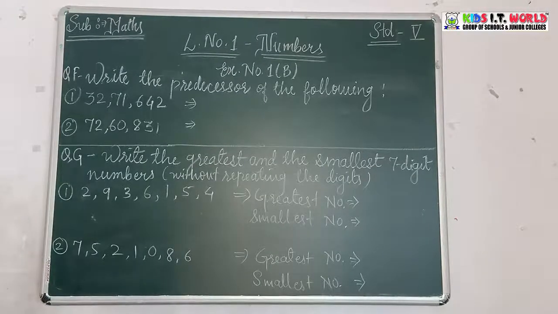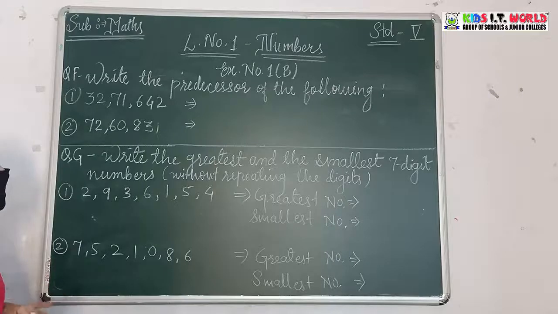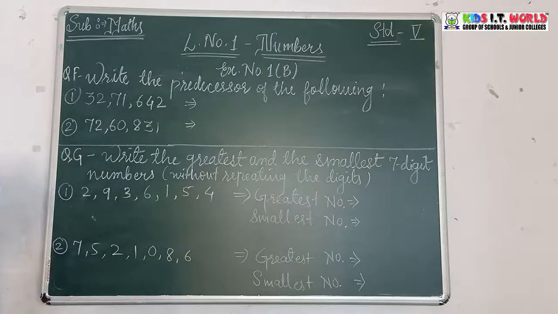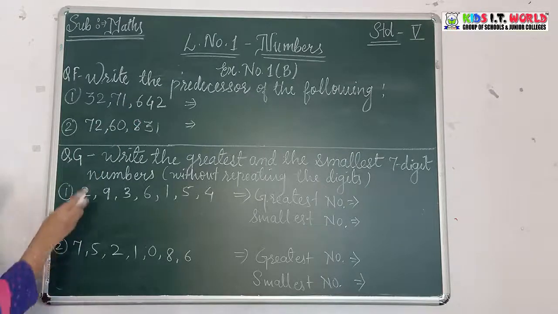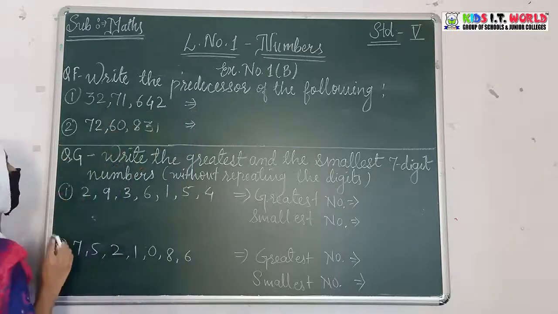So here, students, the next question is: write the predecessor of the following number. As we saw about the successor, where we have to increase the number, here the number will decrease by 1. So what is the predecessor? Predecessors are the numbers that come just before the given number. So we have to write the predecessor of this number.